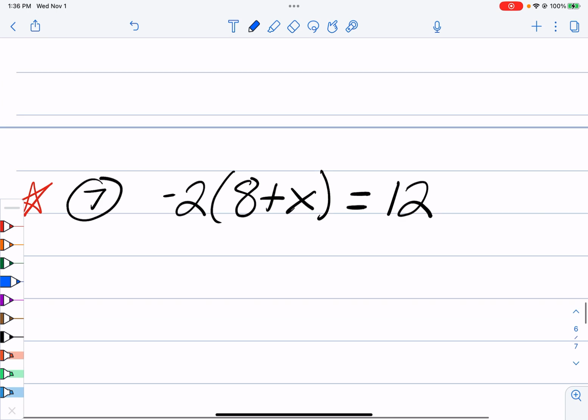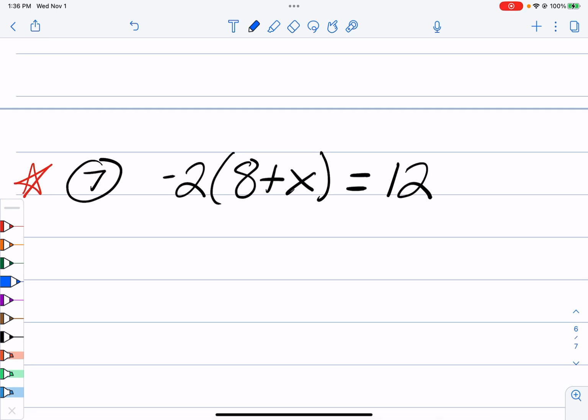Now here's the other special case. Negative 2, and then in parentheses, 8 plus x equals 12. So while this negative 2 is being multiplied, it's actually the first thing that we have to deal with because it's being multiplied by this big addition problem. So it's affecting the rest of the problem. So if you have a problem like this, there are other ways to solve this. I'm just showing you one of them. So for those of you who know something called distributing, go for it if you know how to do that. If you're not sure, we'll talk about that later.